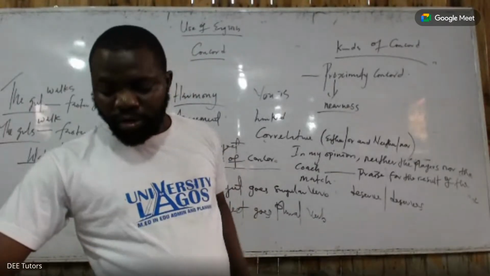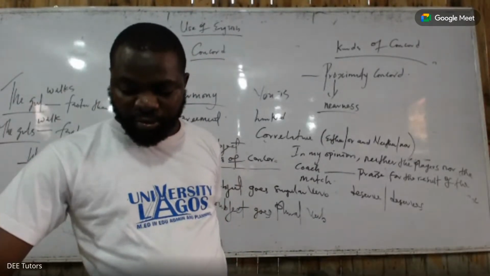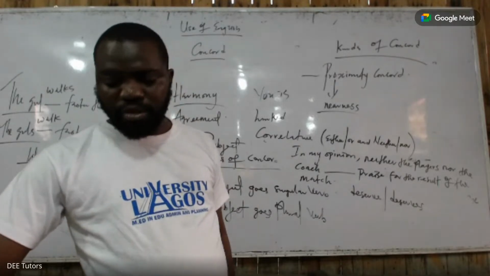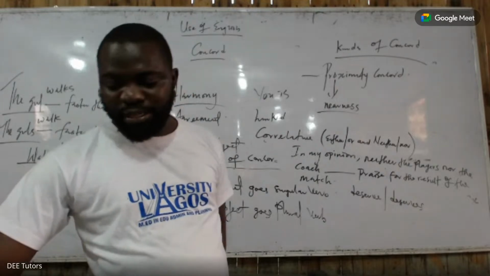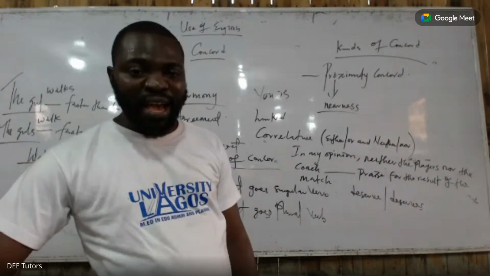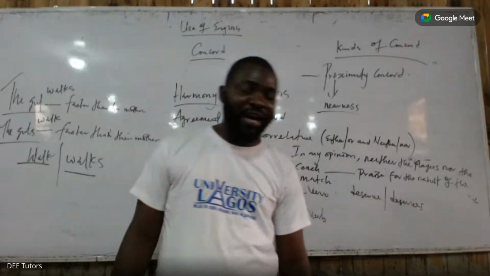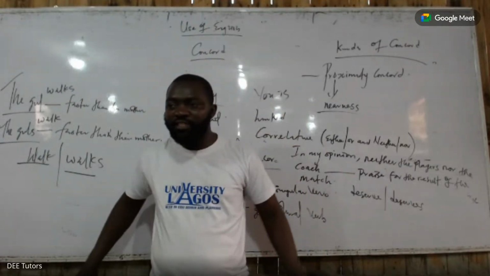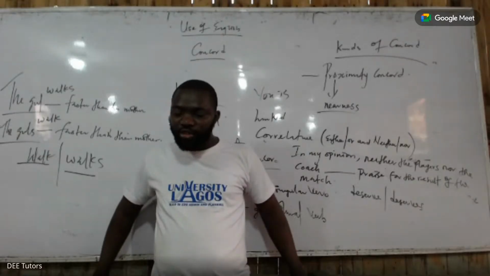Another example. Now, you can write this in your notes. Neither Audu nor John dash mathematics. You reading that? Yes, sir.